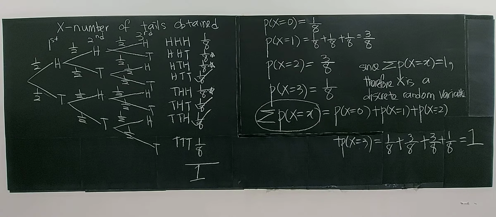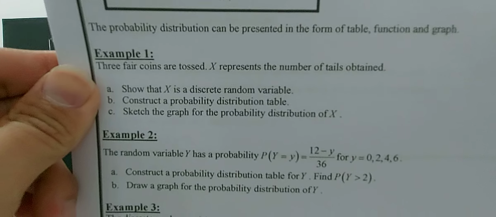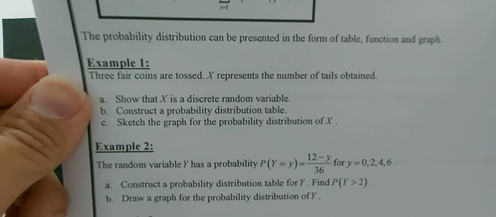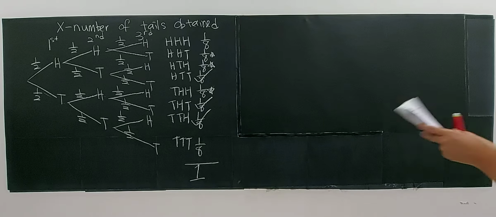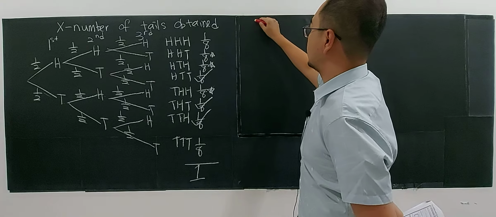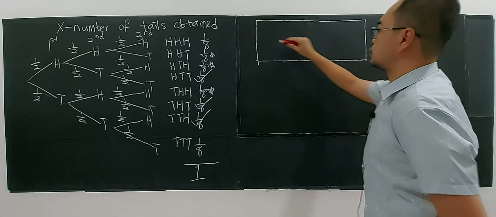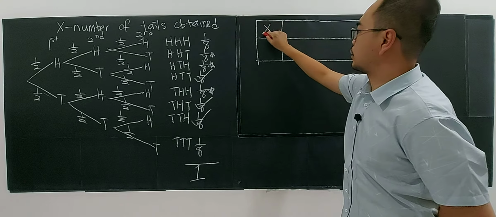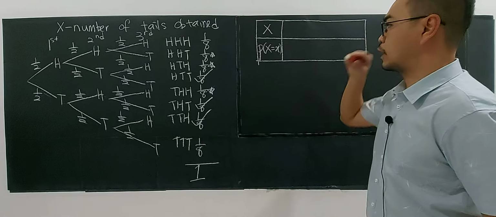Okay, let's move on with part B. Part B. So you need to know how to construct a probability distribution table. Let's understand the meaning of construct the probability distribution table, because just now you have found all the probabilities, right? So you construct a table because they want a probability distribution table. This is the meaning here. So you have X as a random variable, and this is the probability of each random variable.